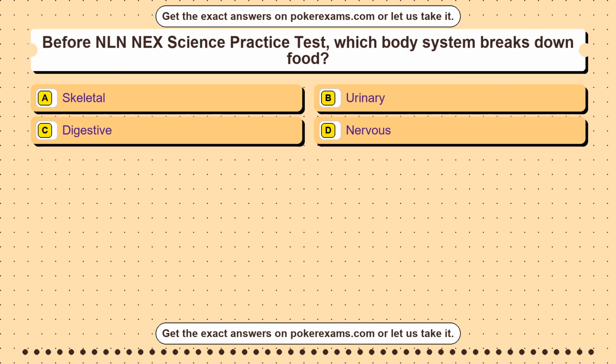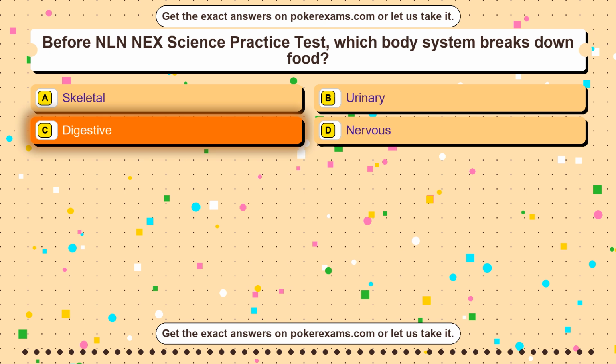Question 15. Before GED RLA practice test, which amendment protects freedom of speech? Option A, 5th Amendment. Option B, 10th Amendment. Option C, First Amendment. Option D, Second Amendment. The correct answer is option C.